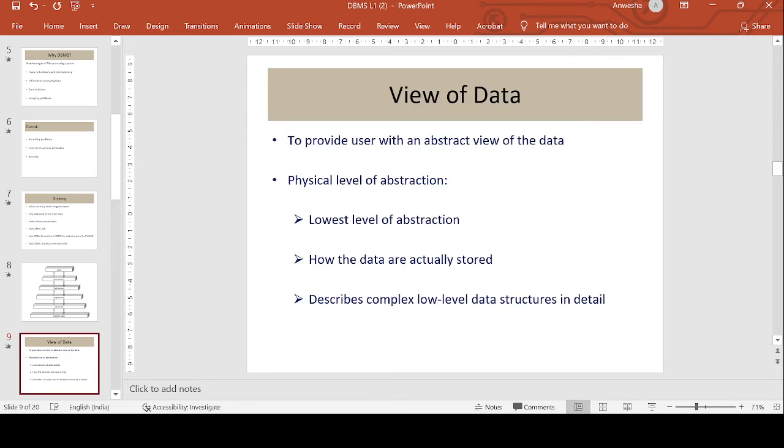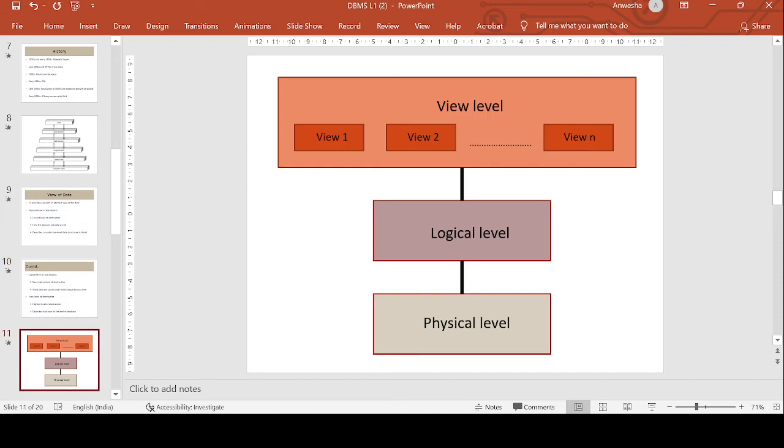Now what is the view of data? Before going to the view of data, just look at this picture. At the bottom level we have the physical level, in the next level we have the logical level, and at the top we have the view level. The physical level deals with how the data are stored. That is the lowest level of abstraction. In the next level, we have the logical level: what data are stored and what the relationships among those data are. And the part of the database is what is referred to by the view level.